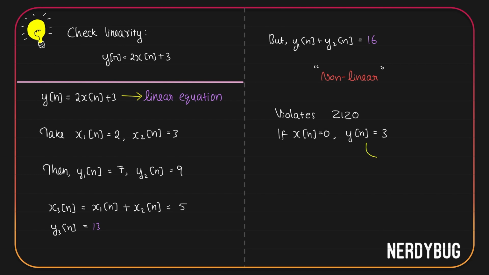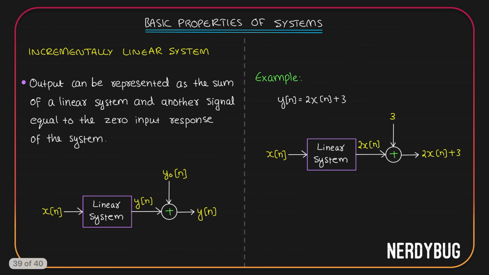If a system behaves this way, we call this output 0 input response. An important property of these kinds of systems is that they can be represented as the sum of a linear system and another signal that is equal to the 0 input response of the system. That is, you give x of n as input, you get y dash of n as an output, then you add y naught of n, which is the 0 input response to it, and finally get the final output y of n.